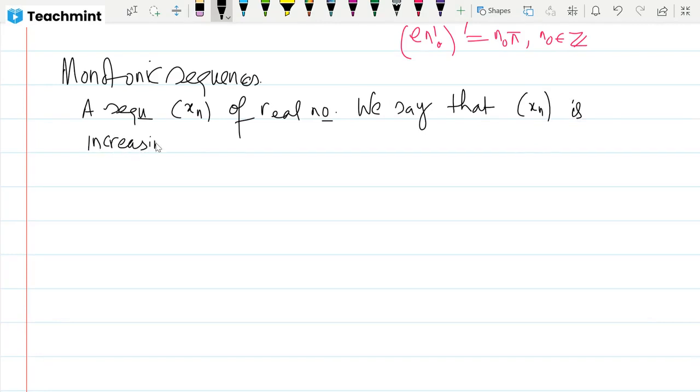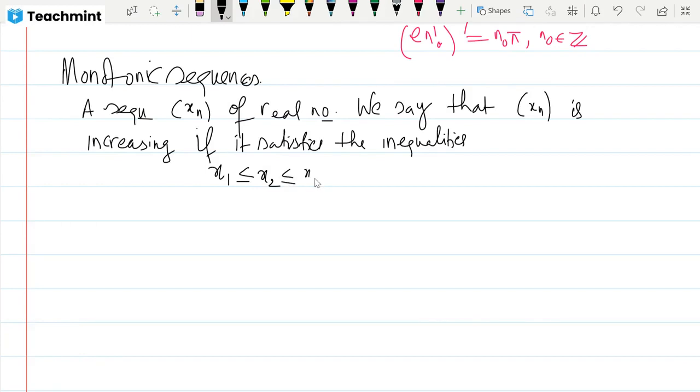if it satisfies the inequalities. All the terms of the sequence are in increasing order. That is, the first term is less than the second term, which is less than the third term, and so on. You take any element of the sequence or any two, then it must satisfy this relation.